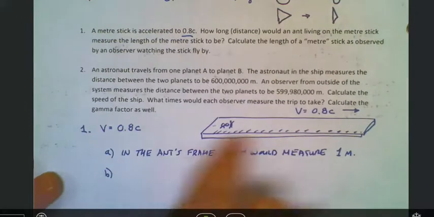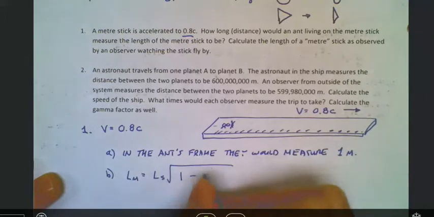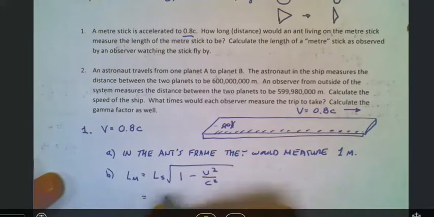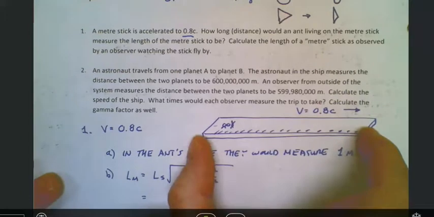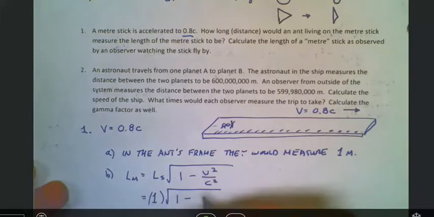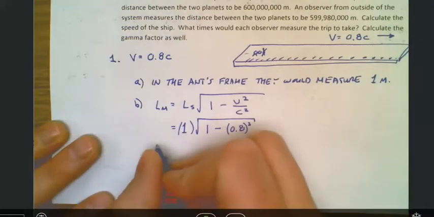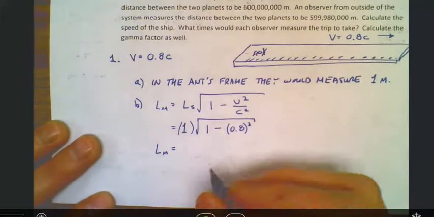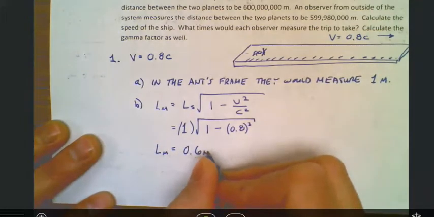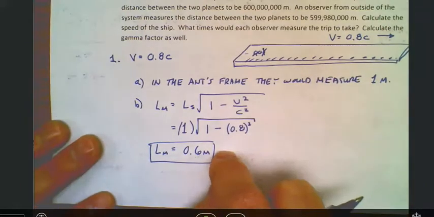B, let's find the contracted length. So now we're going to watch this meter stick fly by. Okay, well, what's the proper length? Well, we know that if this object stopped moving, a meter stick is 1 meter in length. And we know that the speed is 0.8 c. Because we're in c units, it's very easy just to write 0.8 squared instead of doing all the other calculations, which just make it more difficult. And what we find when we plug this into the calculator is we get 0.6 meters. So we would actually measure it to be only 0.6 meters.